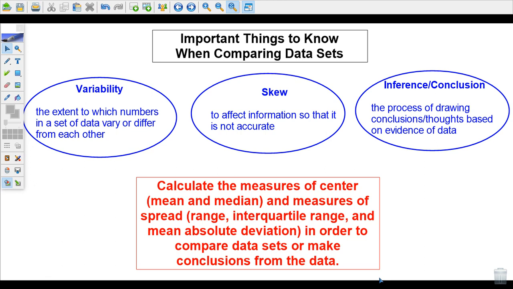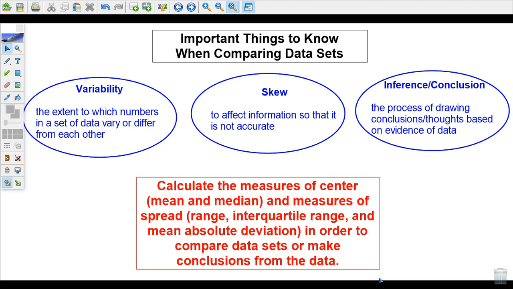Hi students, in this video we're going to compare data sets again, but we're really going to focus on the measures of spread. In the previous video we talked about comparing data sets with the measures of center, and we discussed how you had to find the measures of spread in order to do that, and we also talked about some important things to know.